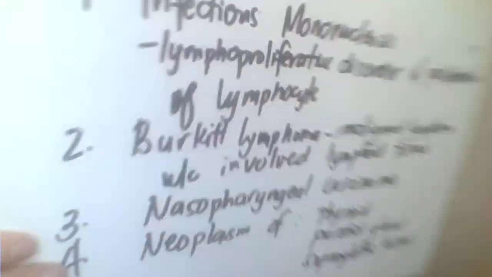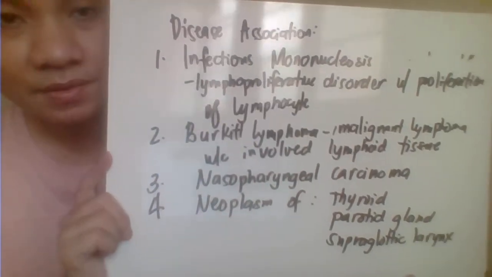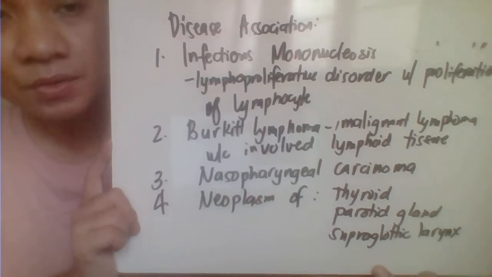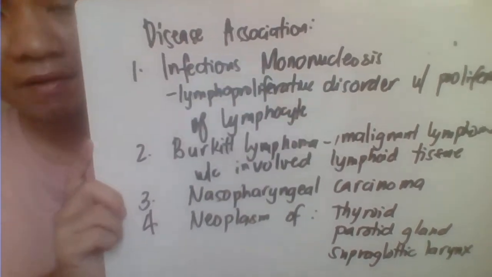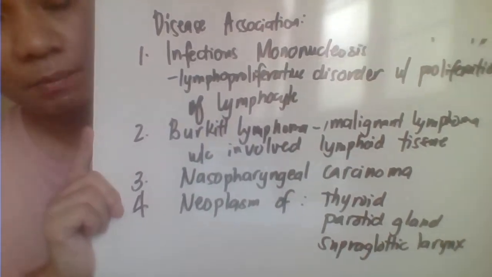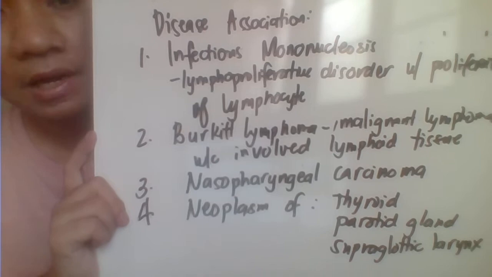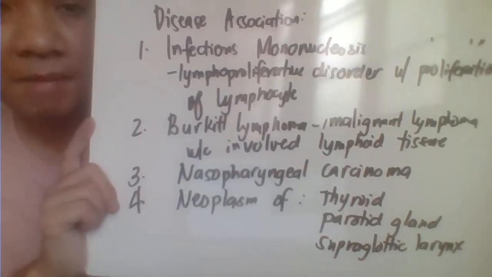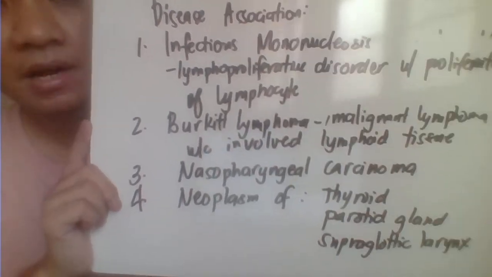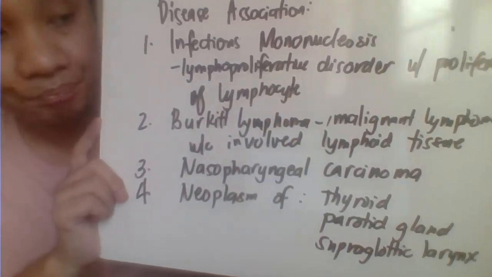Okay, for the disease association, the Epstein-Barr virus tries to cause the following diseases. Number one, IM. Infectious mononucleosis is a lymphoproliferative disorder characterized by the proliferation of mononuclear cells. Again, mononuclear cells could be lymphocytes or macrophages, but in the case of IM, what's proliferating are the lymphocytes.